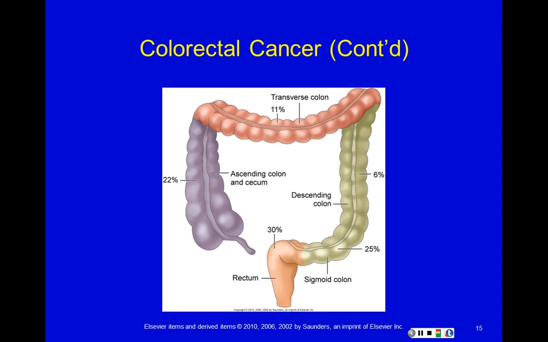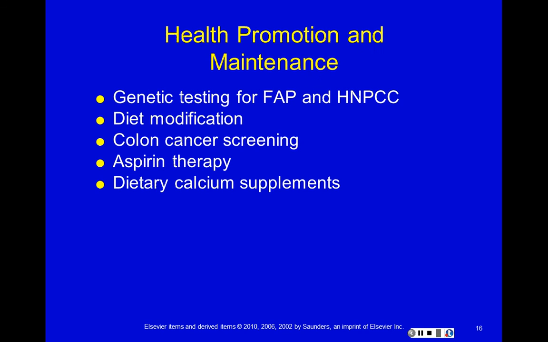If you have a positive family history for colorectal cancer, then your doctor may decide to begin colonoscopy screenings at an earlier age. But as we see here, 30% of colorectal cancers are found in the rectum, and because of that, sigmoidoscopy should be performed every 5 years once a person begins having these screenings performed. So when we talk about health promotion and maintenance, genetic testing for the FAP gene and for HNPCC should be done.